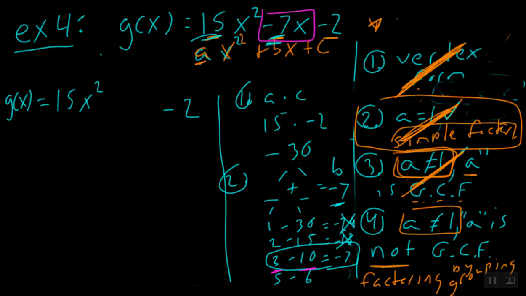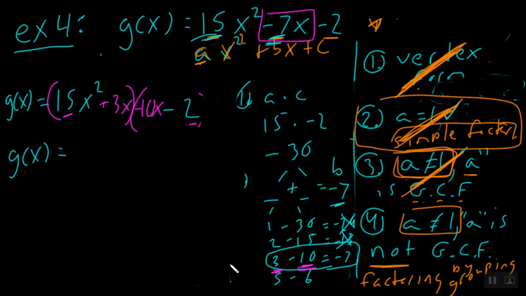And the question becomes, what goes where? Well, since 3 and 15 have a common factor, I'll put my positive 3x with my 15x squared, and since my negative 10 and negative 2 have a common factor, I'll write minus 10x right there. And then this allows me to break these up into two separate groups. Now from here, we'll still keep g of x as is. We now want to factor out one common term from each of these.